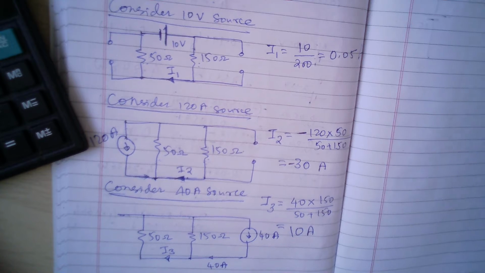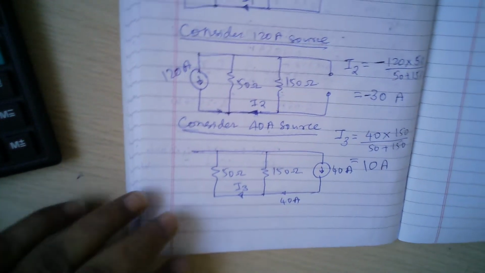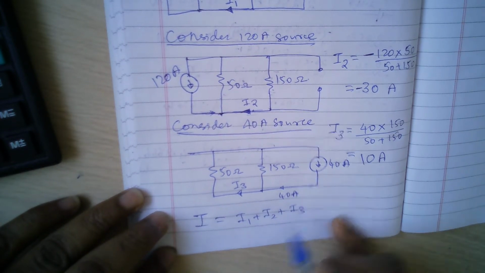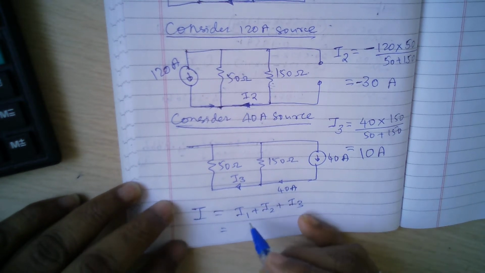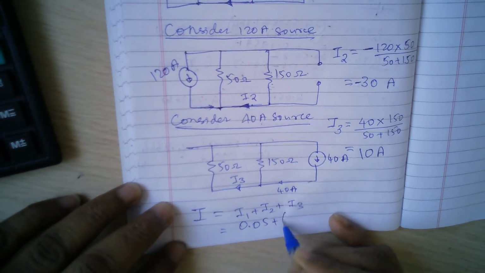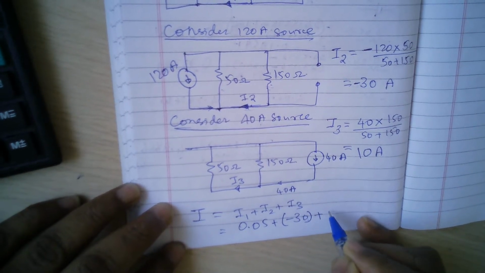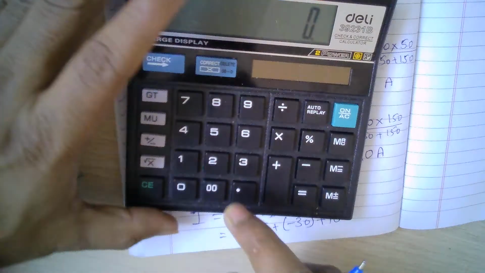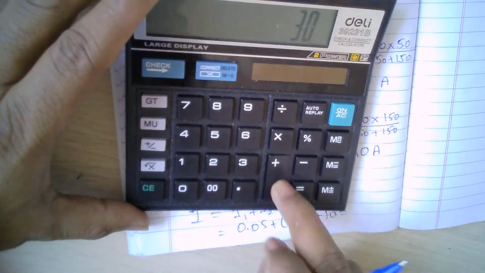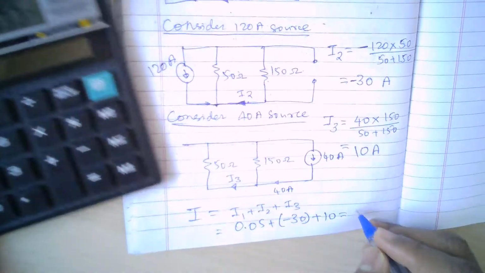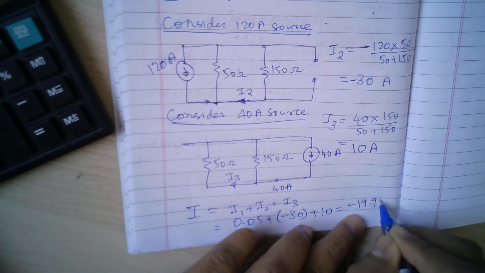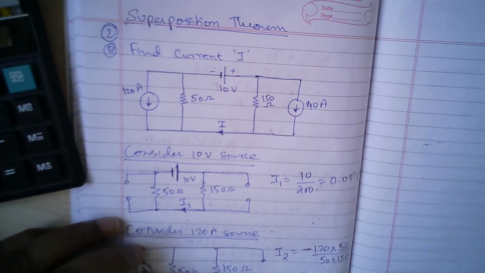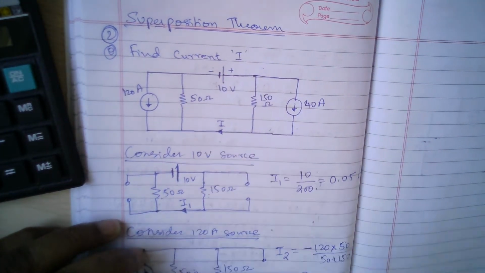So finally, to find the total current, I just have to say total current I is nothing but I1 plus I2 plus I3. So that is nothing but 0.05 plus minus 30 plus 10. That is equal to 0.05 minus 30 plus 10. So minus 19.95 amperes. So this is the final answer for this particular problem, where you have to find the current I using superposition theorem.